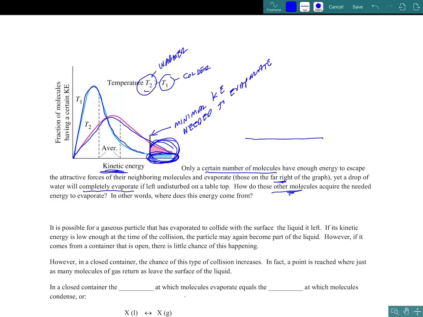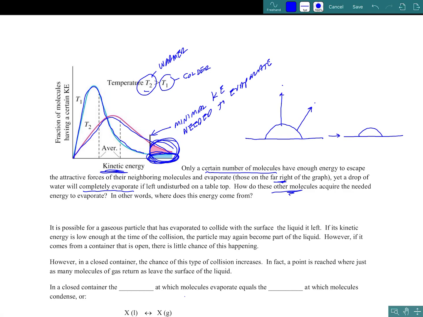So if you can imagine my tabletop, and I have a drop of water on that tabletop, let's say some of these molecules on the surface have enough energy to evaporate. So that one will leave, and another one will leave. Some others don't have the required kinetic energy to leave, so even though they're on the surface, they don't evaporate, they just sit there. Yet, if I leave this drop undisturbed over time, won't that drop get smaller and smaller until that drop is completely gone?